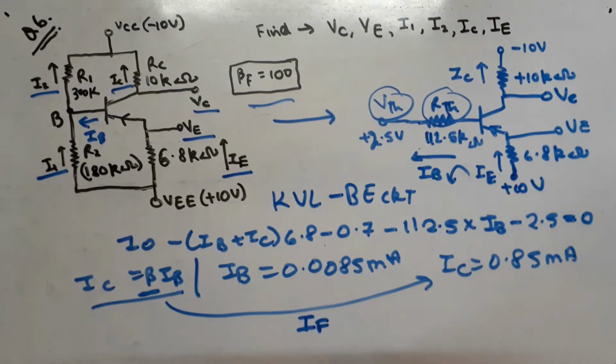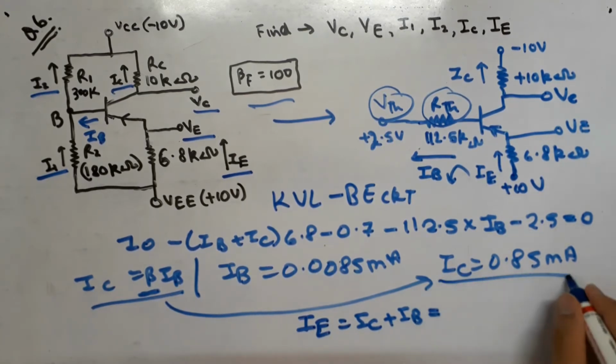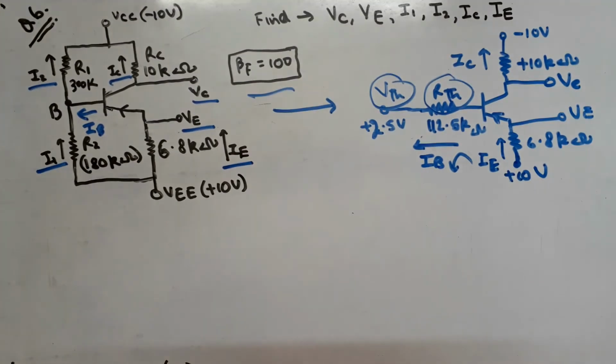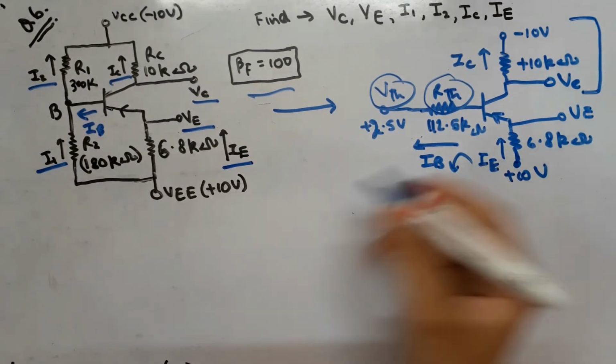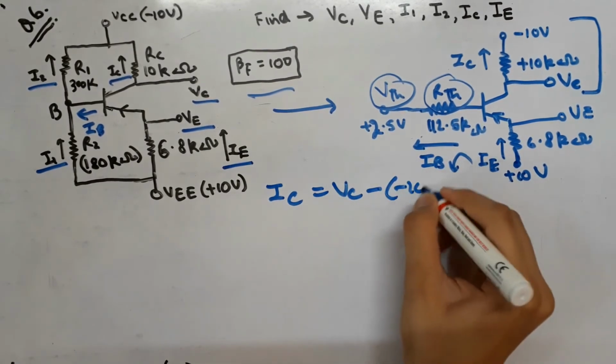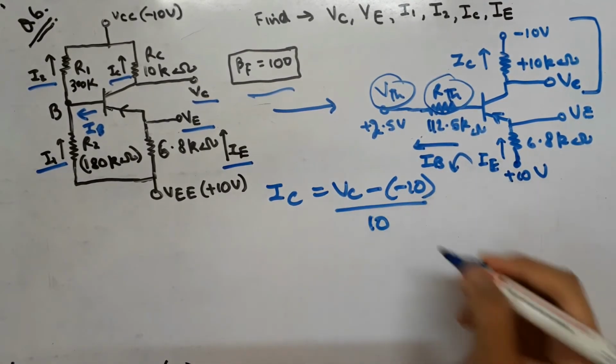Now we also know that IE is equal to IC plus IB. So from here we will get the value of IE also by putting the values of IC and IB, which will come out to be equal to 0.86 milliampere. Now we have found out the value of IC, IB and IE. Now we will find the value of VC. For that we will look at this part of the circuit. From here we can see that IC is equal to VC minus of minus 10 upon 10 kilo ohm.